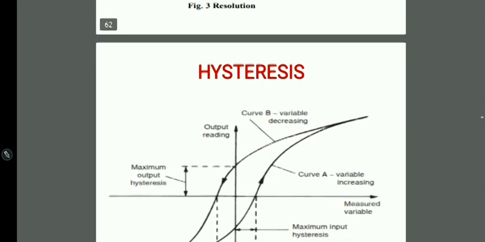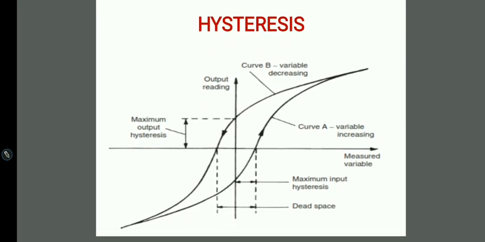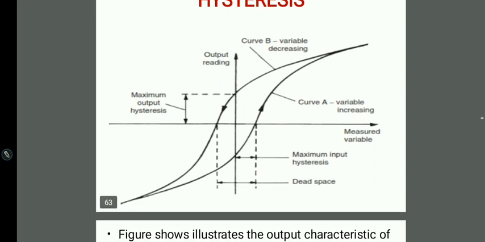The next one is hysteresis. There is also another important feature which is there in almost all measuring instruments which have moving parts or which have some electrical parts. So let us see what is hysteresis.